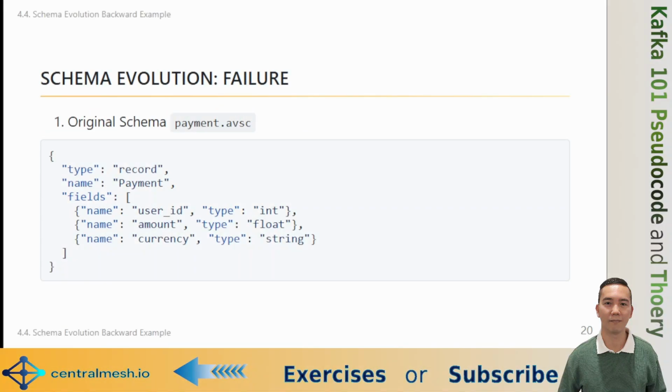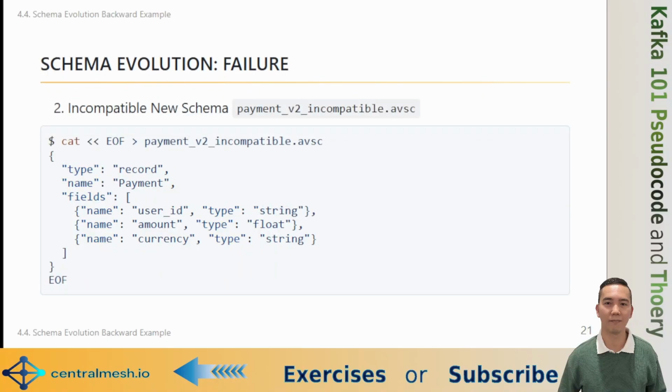First, we have the original schema payment.avsc. It defines a payment record with three fields: user ID as an integer, amount as a float, and currency as a string. This is the schema our producer will use to serialize data. Now let's introduce a new schema, payment v2 incompatible.avsc. In this schema, the type of user ID is changed from integer to string. While this might seem like a small change, it creates a breaking incompatibility when the consumer tries to deserialize all the messages.